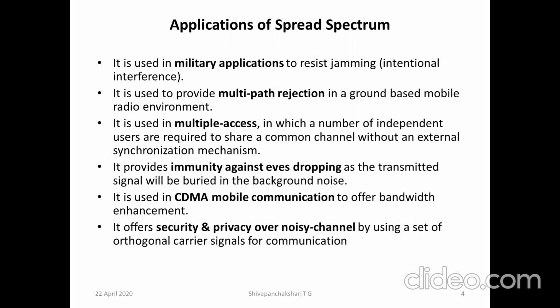Next, in sharing the channel by many users, that is multiple access, which also causes some interference, which can be avoided using spread spectrum technology. It provides immunity against eavesdropping on the transmitted signal. And it is also used in mobile communication, that is CDMA mobile communication, which is basically developed on spread spectrum technology. So spread spectrum also introduces extra security and privacy over a noisy channel by using a set of orthogonal carrier signals for the communication system.